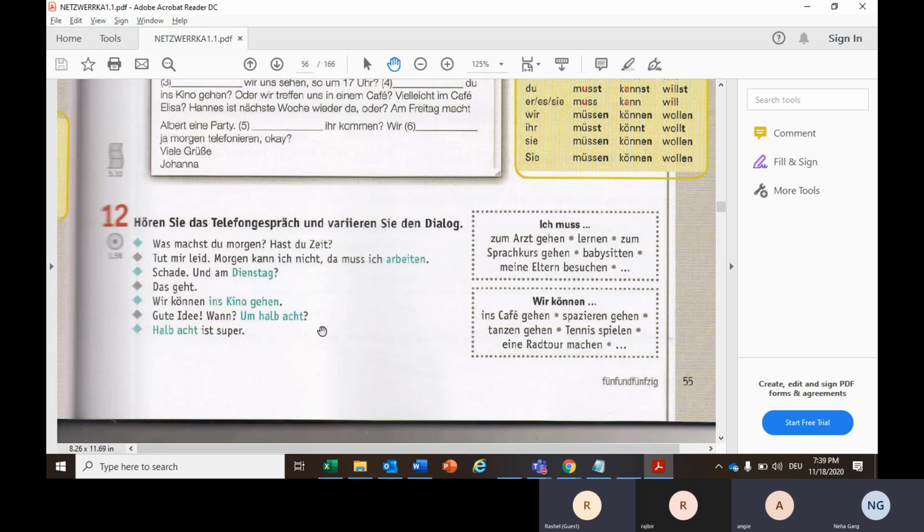Okay. Now, Rajbir and Rachel's turn. Rajbir will start the conversation and Rachel will respond.